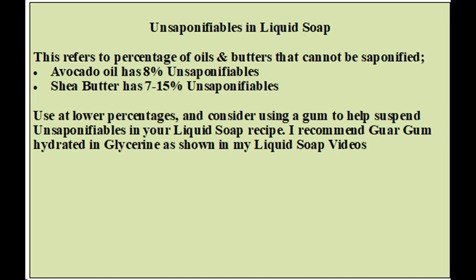So this is unsaponifiables. In bar soap, you still have to take them into consideration, because if you're using, say, 10% shea butter and 5% avocado oil in a recipe, and you've got a 5% superfat, you're essentially having a higher than 5% superfat in your end result because of the unsaponifiables. So you just have to bear in mind what oils and butters you're working with, and do your research on whether any inputs you're using have unsaponifiables in them.